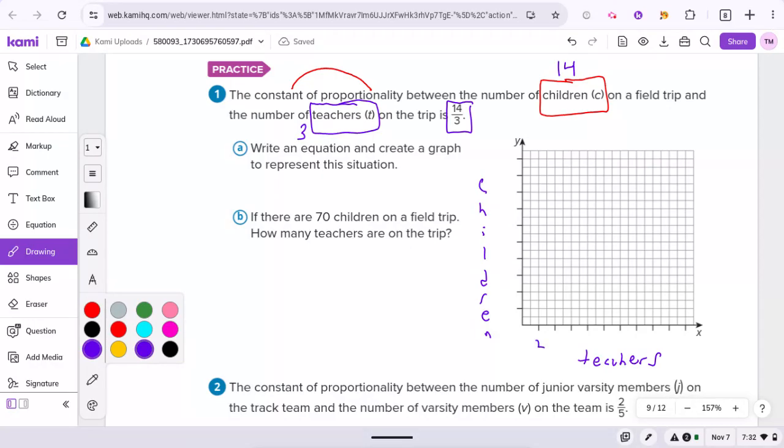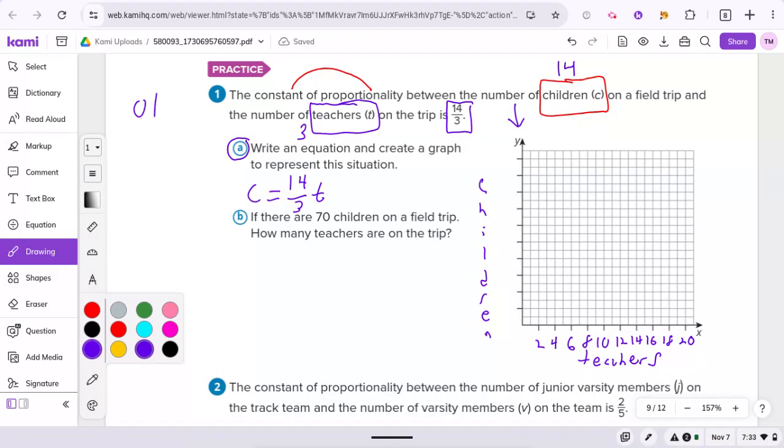So we can also label this. I'll start with the x-axis 2, 4, 6, 8. Just keep going by twos until you get to 20. And then we can start with the equation here with step A, and then I'll label the y-axis next. So we are going to write an equation. I'll start with C for the number of children, because that's dependent. So then we'll put the proportionality rate of 14 over 3 times the number of teachers.